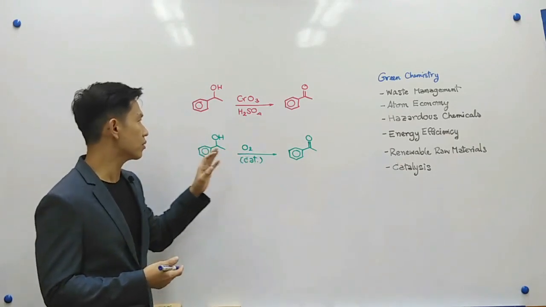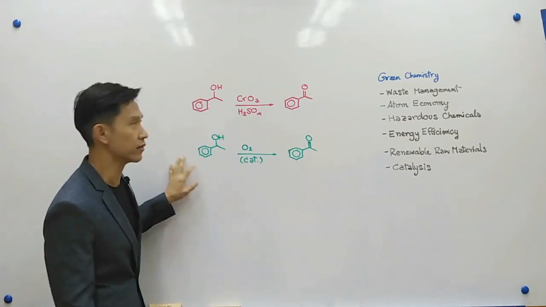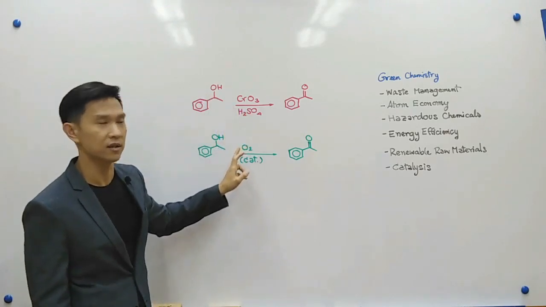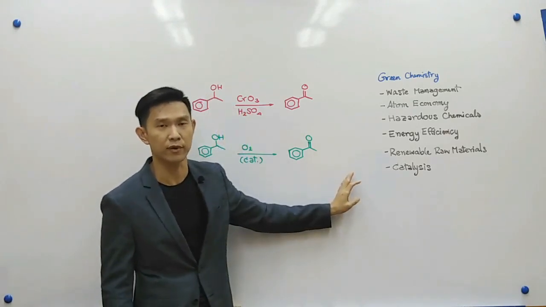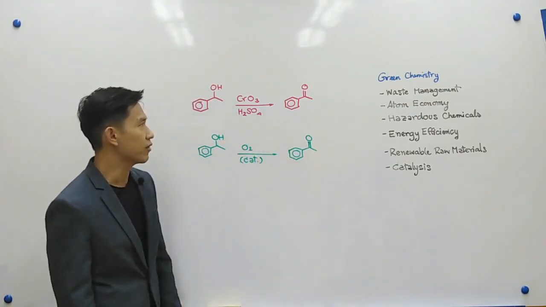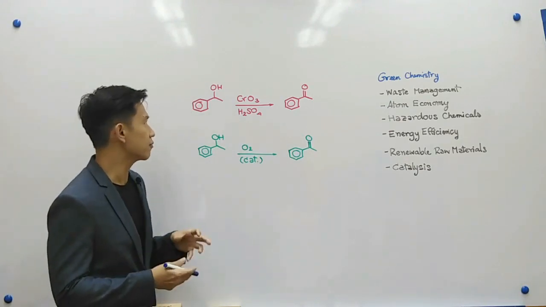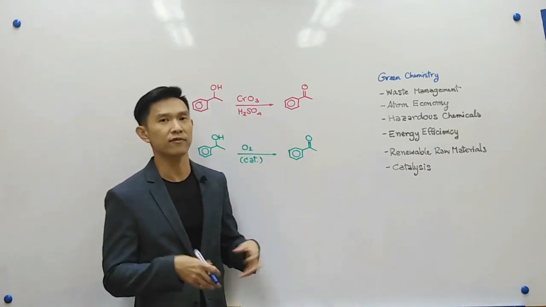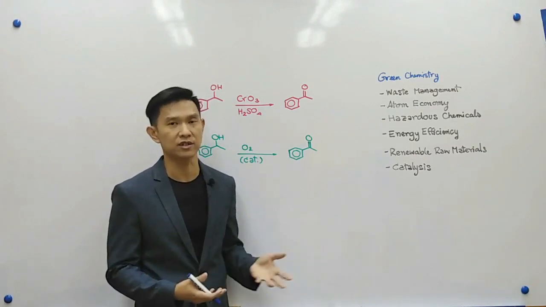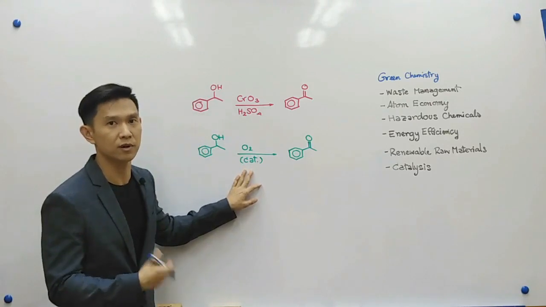So the benefit that you see from this reaction is that instead of using hazardous chemicals like chromic oxide and producing waste like chromium 3 ion, you reduce that, right? So the waste management is easier. Instead of having chromium 3 ion where you have to treat the aqueous waste from the reactions, you don't have to if you have a safer chemical pathway.